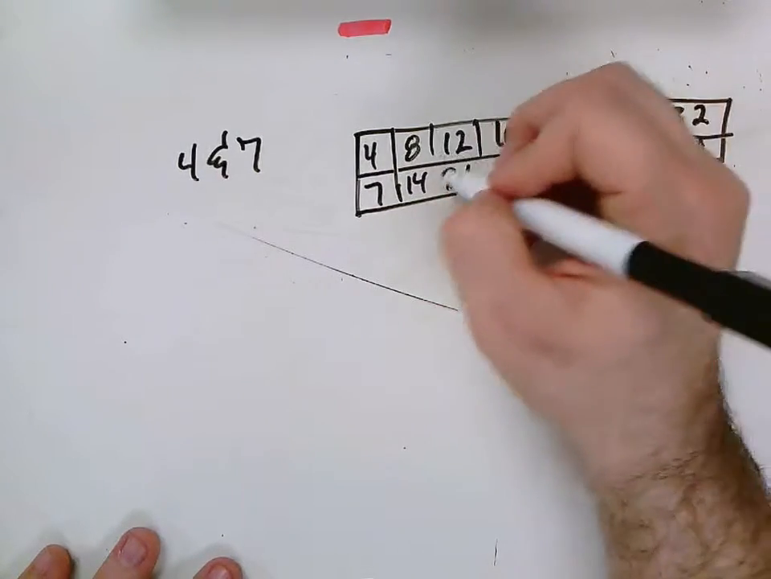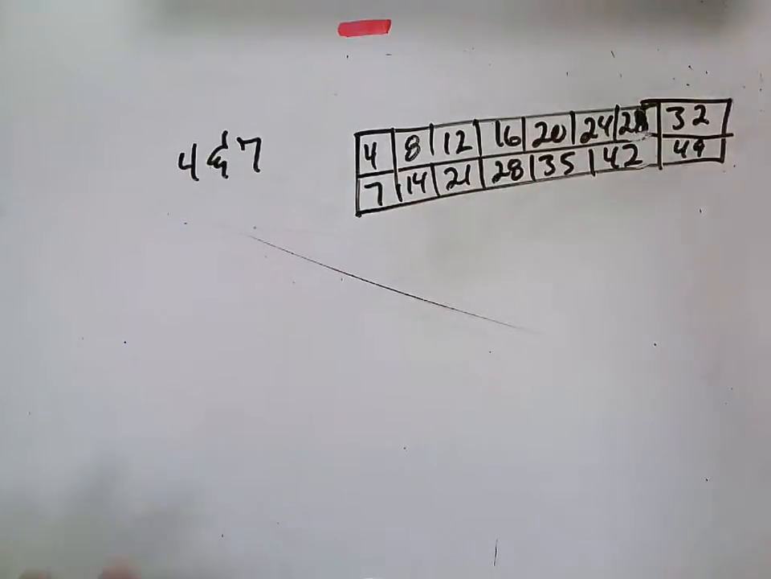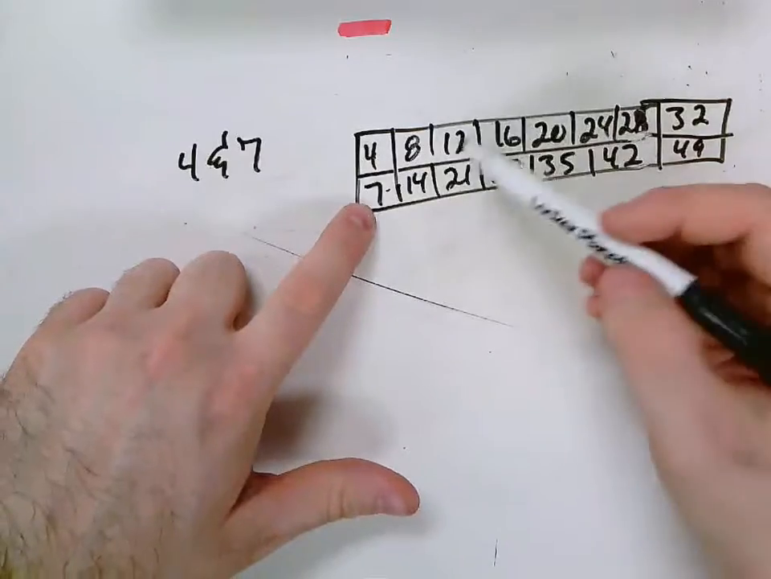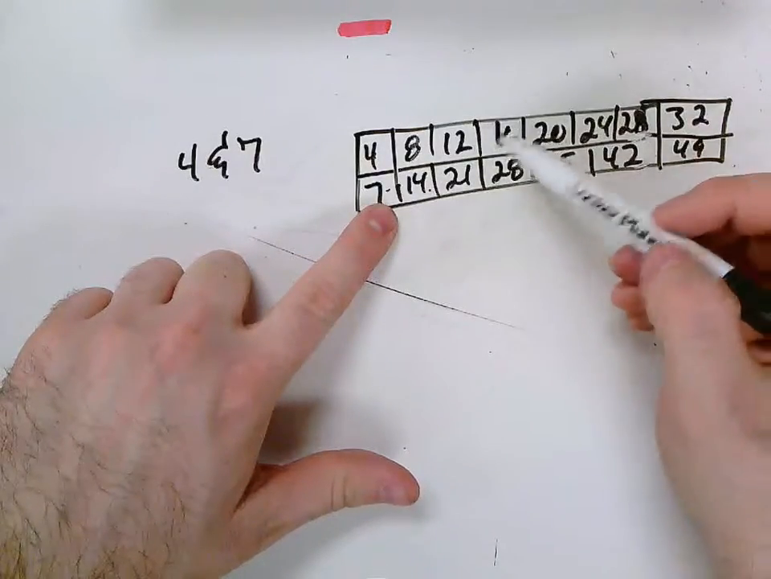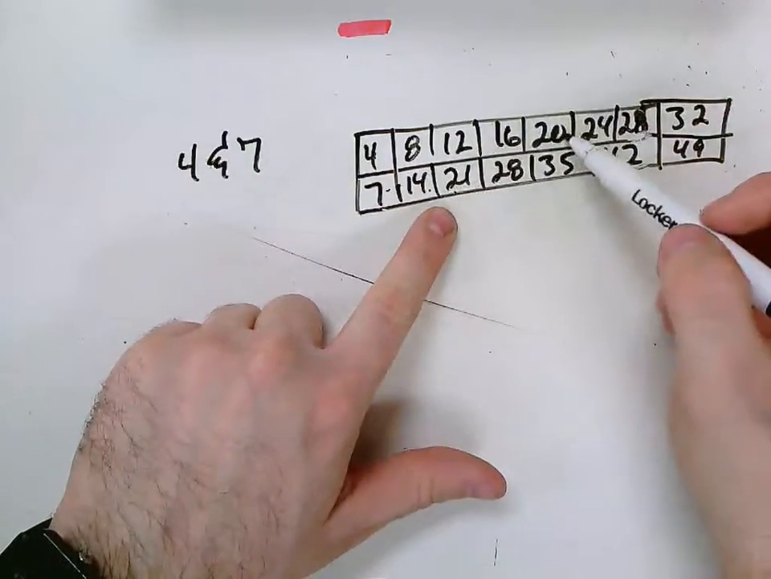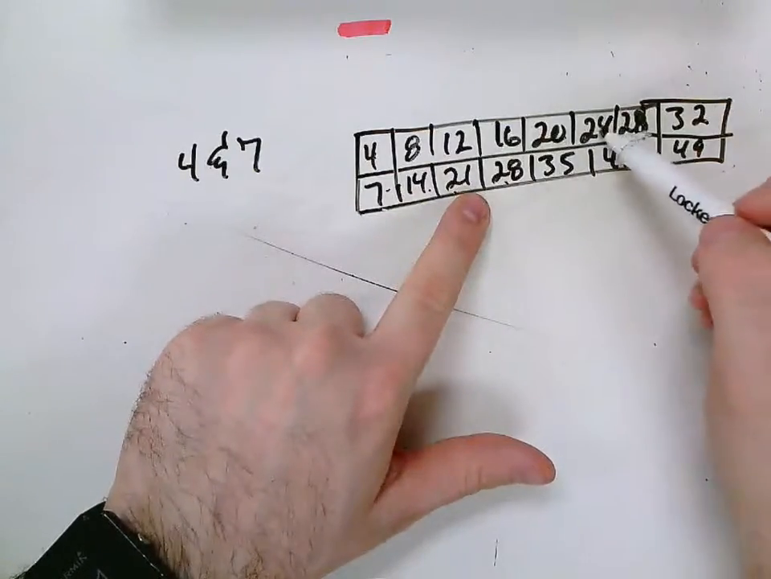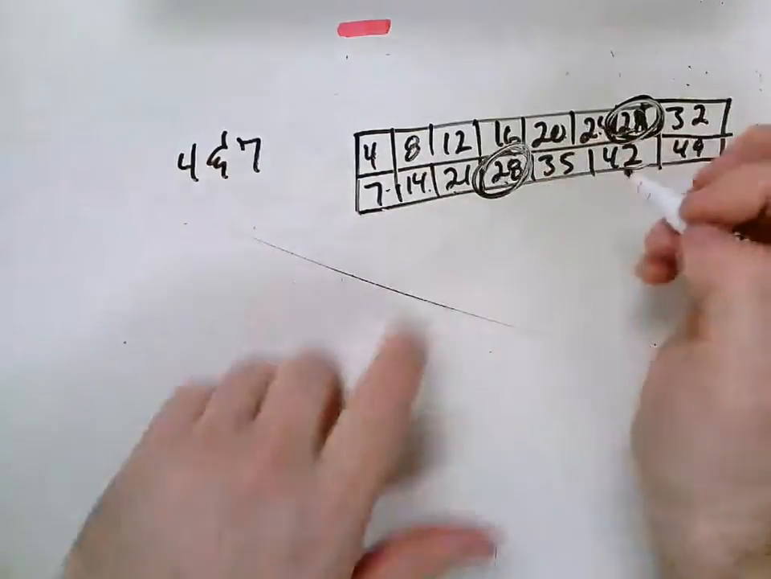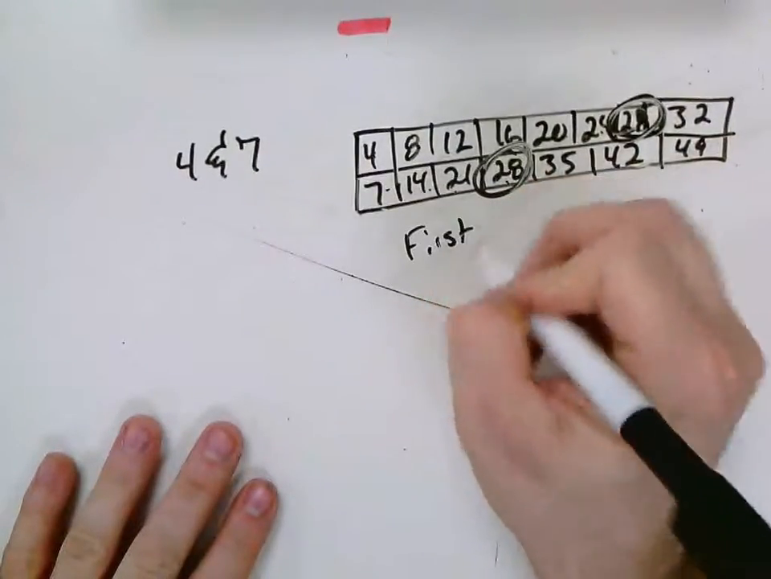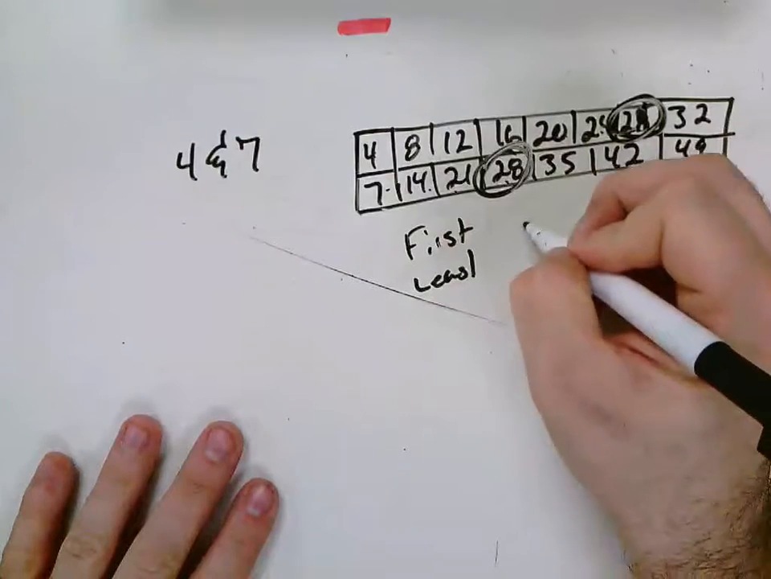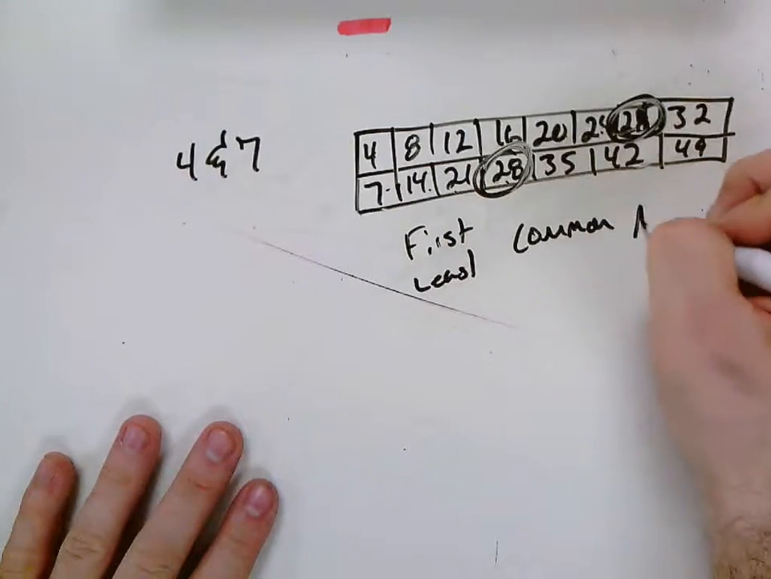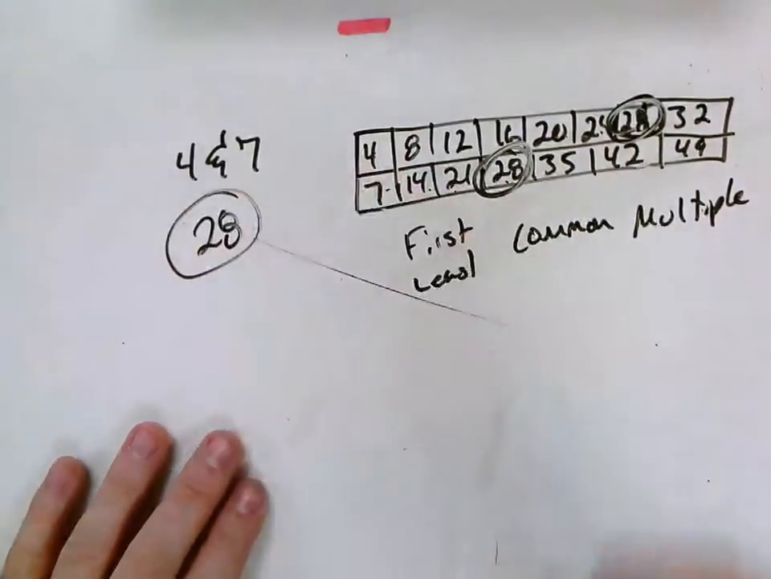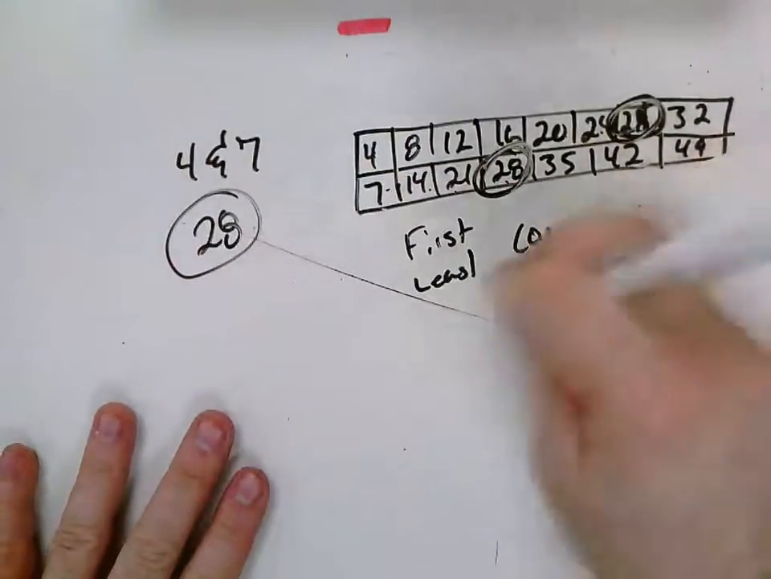Let's go ahead and compartmentalize everything. Alright, so let's see, 4, 8, 8 and 7 don't meet up, 12, 14 don't meet up, 16 and 14, nope, 20 and 21, we're getting closer, 28, 24, 28, there we go. I see a 28 and I see a 28. So again, the first or least common multiple is going to be 28 for 4 and 7. So that is the first time they meet up.